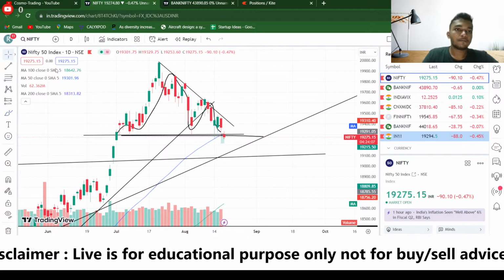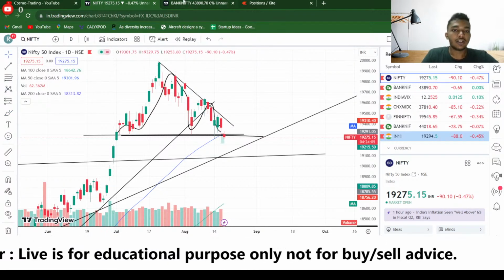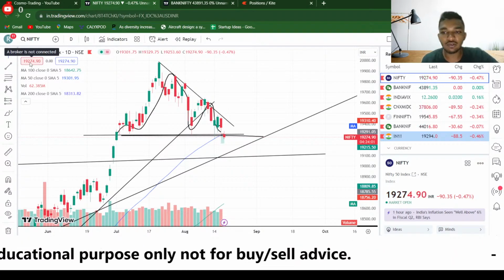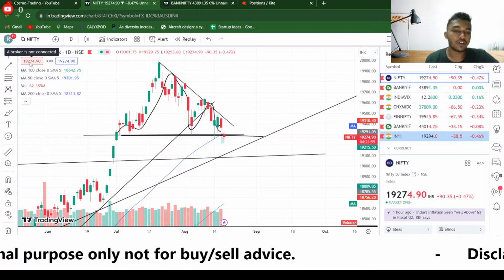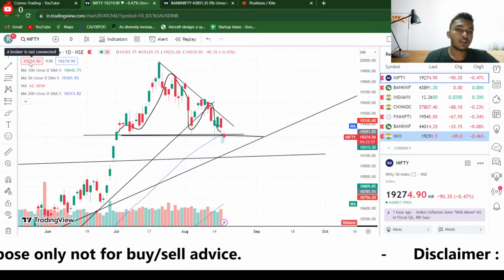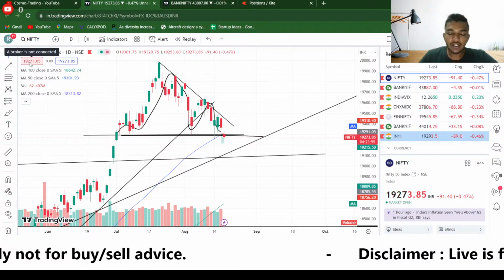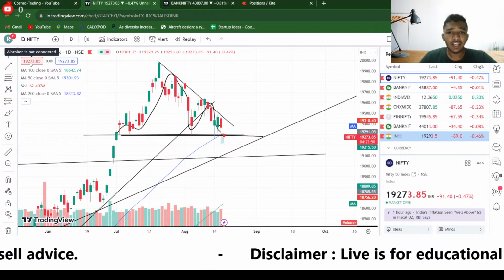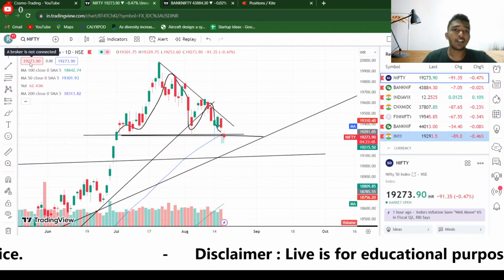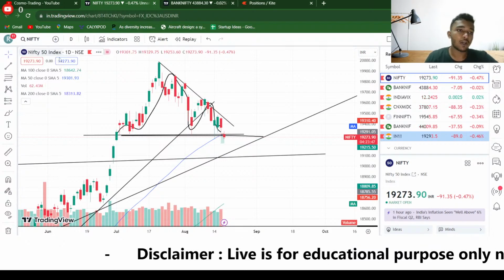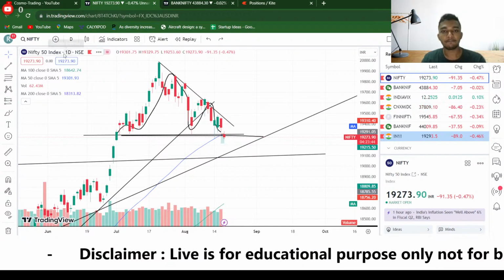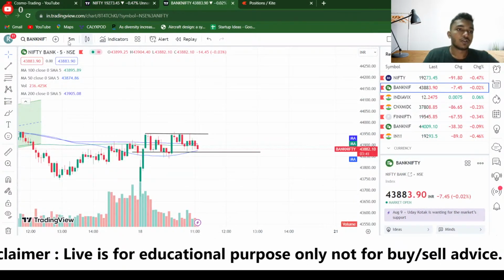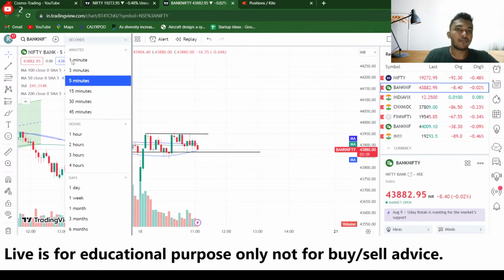So that is the possible area where we can go on Nifty. Right now we are at the 19,275 to 19,274.90 area on Nifty. So we are below the 19,300 level, and it looks like it has broken down. But if we take a look at Bank Nifty, Bank Nifty is pushing Nifty for an upside. So let's take a look at Bank Nifty as well.